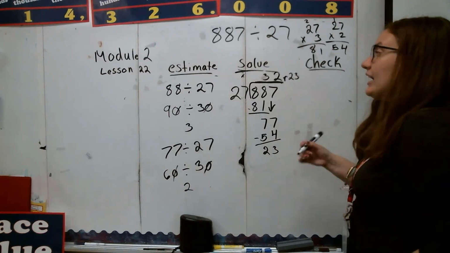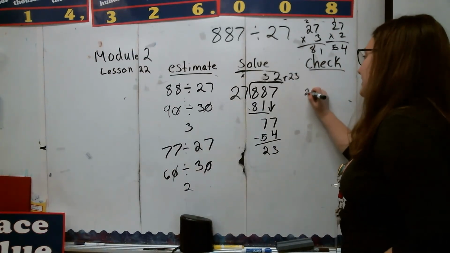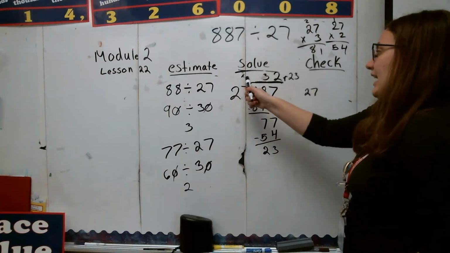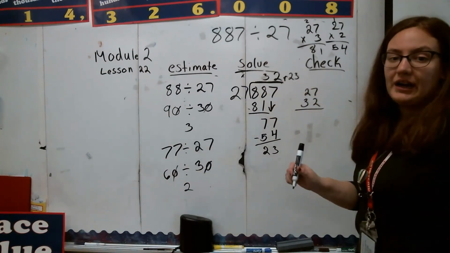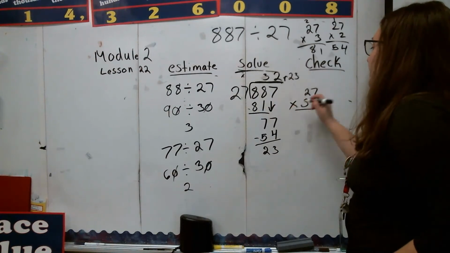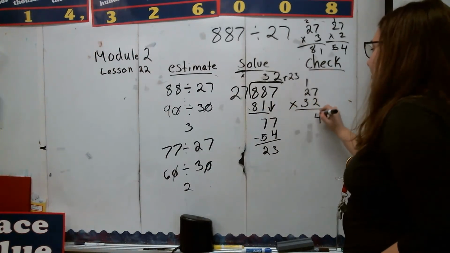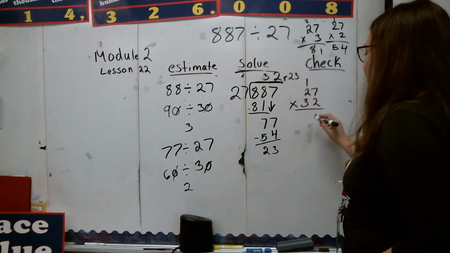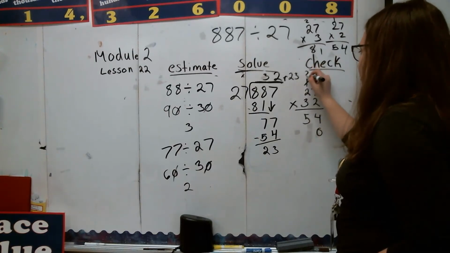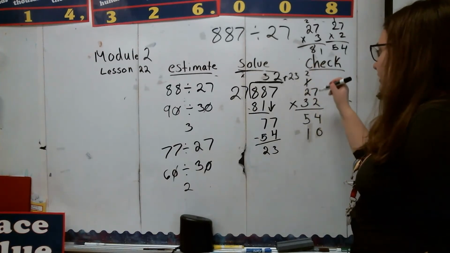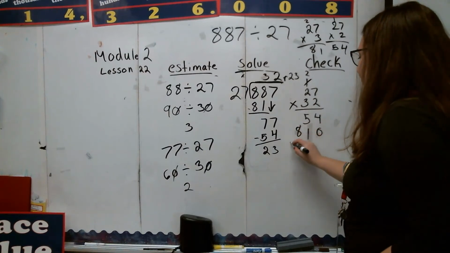Remember, when I check my work, now I'm just setting it up as a standard algorithm. So I have 27 times 32. This is now where we'll take that whole number and multiply it. So 7 times 2 is 14, 2 times 2 is 4, and 4 plus 1 is 5. Add a 0. 3 times 7 is 21. 3 times 2 is 6. 6 plus 2 is 8.